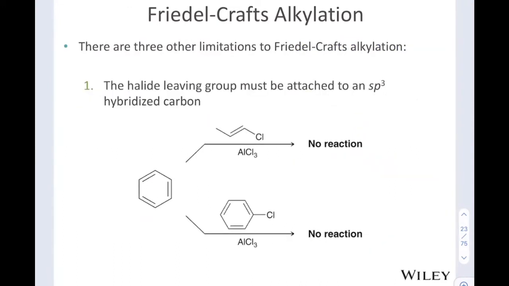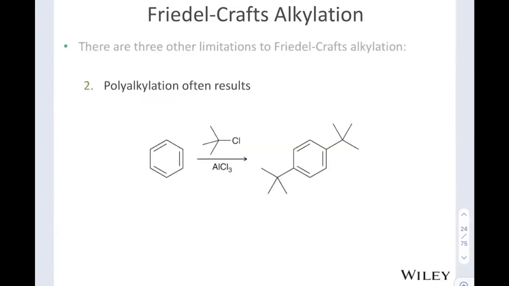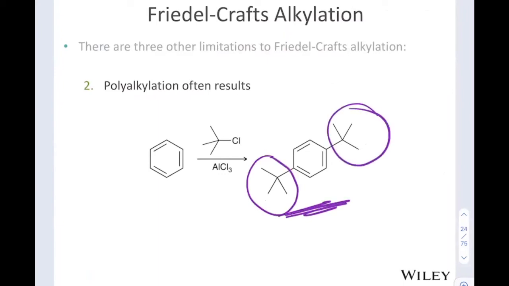There are other limitations with Friedel-Crafts alkylation, and that is the fact that we are limited in the alkyl groups that we can add. For example, we cannot form a carbocation on a double bond or on a benzene ring. So we are not able to add double bonds or benzene rings. In order to form the carbocation, we need an sp3 hybridized carbon. Another limitation is that once we add one group on, it actually makes that more reactive, so a second group is going to add. So we are going to have polyalkylation happen as well.